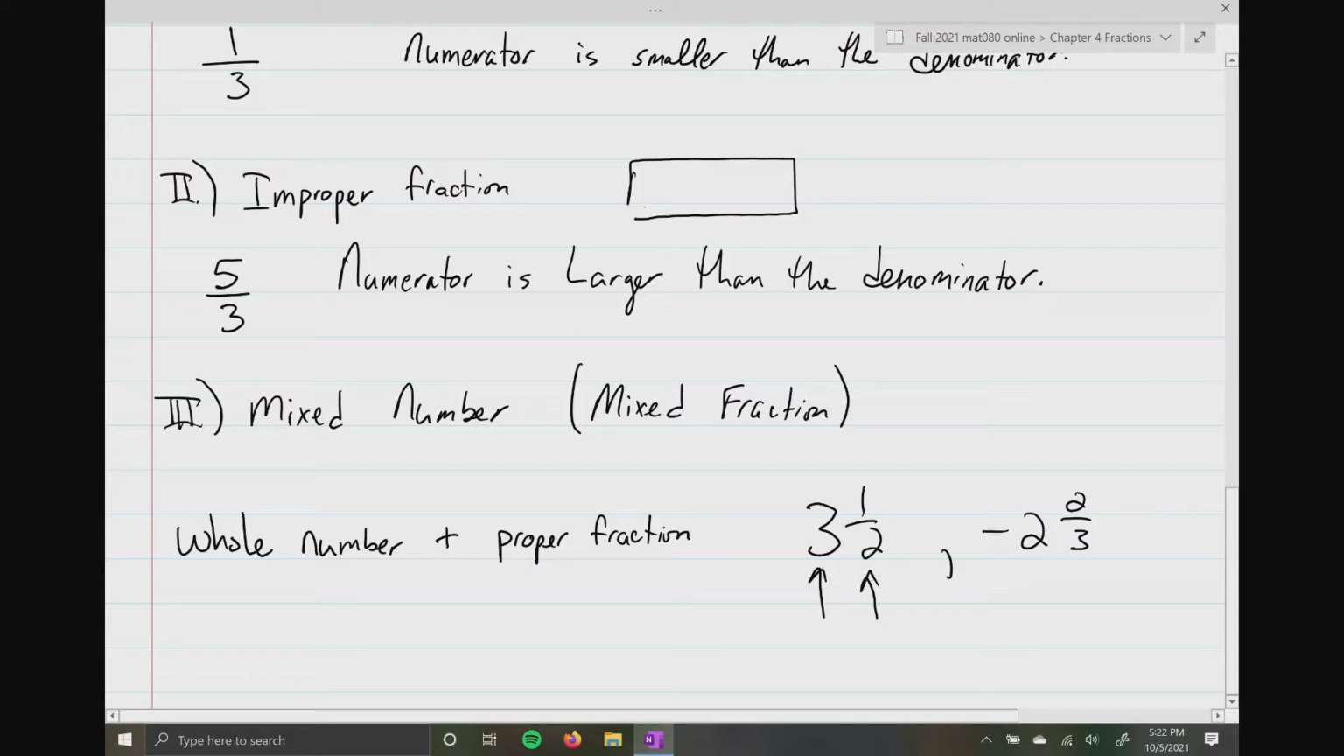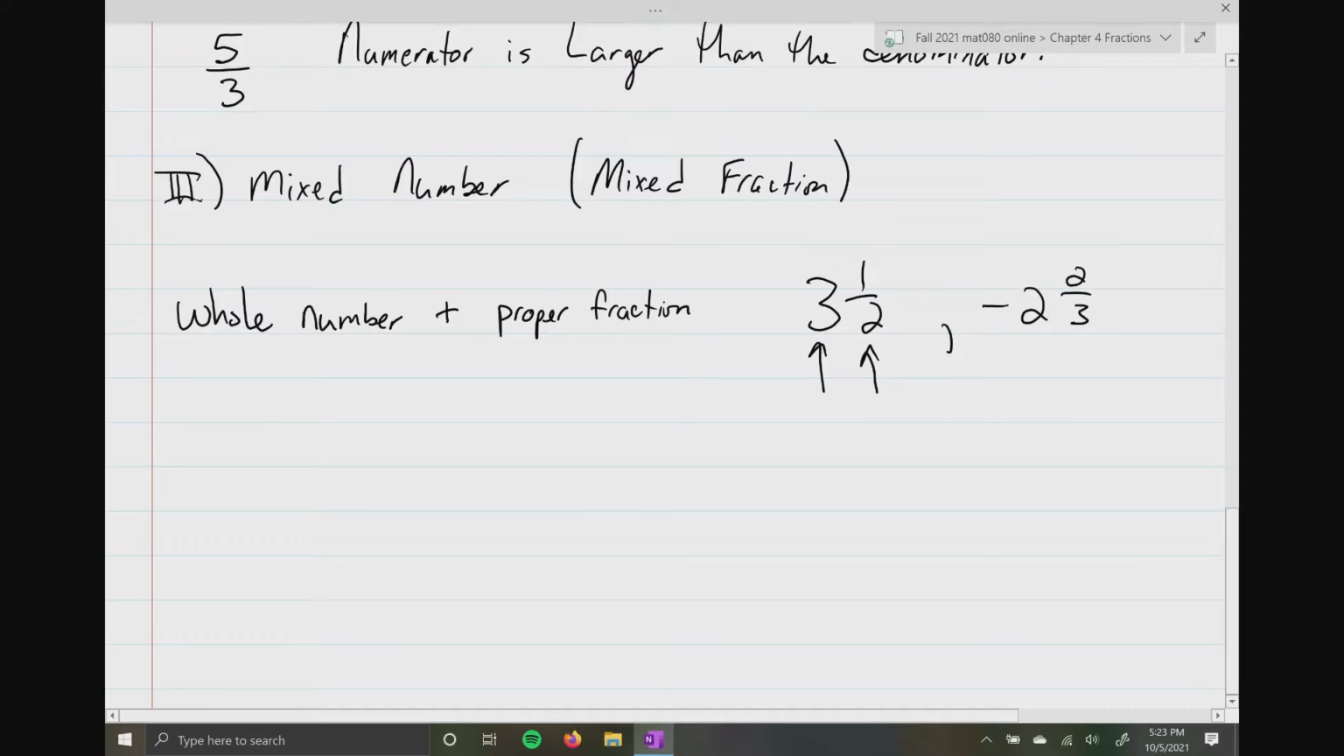Now, 5/3. Notice that if I draw a rectangle, and you could use a circle, but in this case I'm going to do a rectangle, and I shade in 3 pieces, I still need to shade in 2 more pieces, because I have a total of 5. So I'm going to draw another rectangle, separate it, and then shade 2 more pieces. So that is the visual representation of 5/3. Okay? Now the mixed number, and I'm going to do 3 1/2.